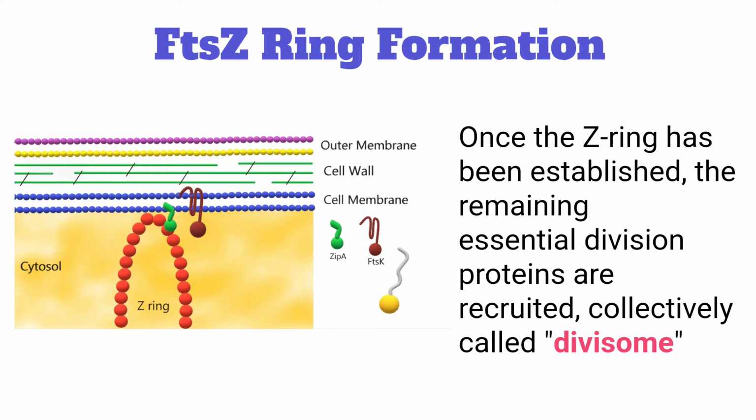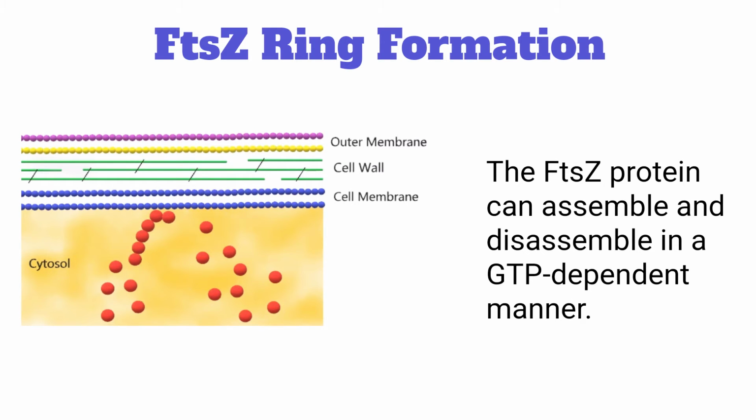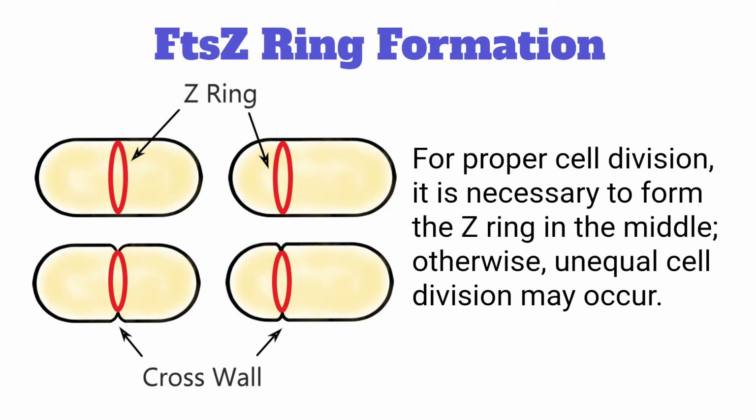It acts as a scaffold for the sequential assembly of the other proteins required for cell division, collectively called the divisome. The FtsZ protein can assemble and disassemble in a GTP-dependent manner. For proper cell division, it is necessary to form the Z ring in the middle. Otherwise, unequal cell division may occur.